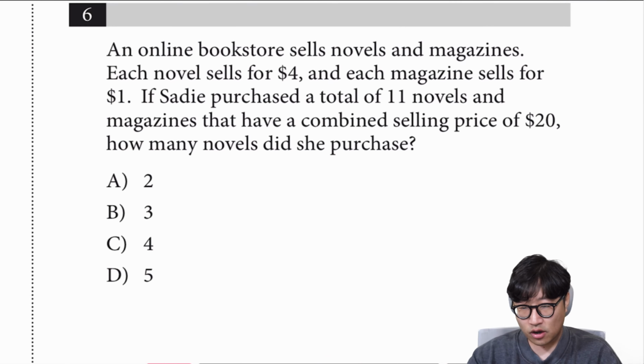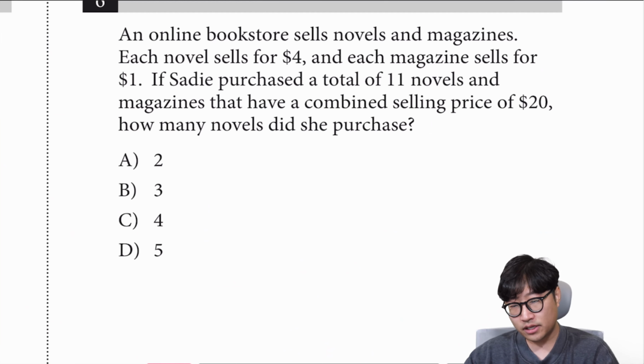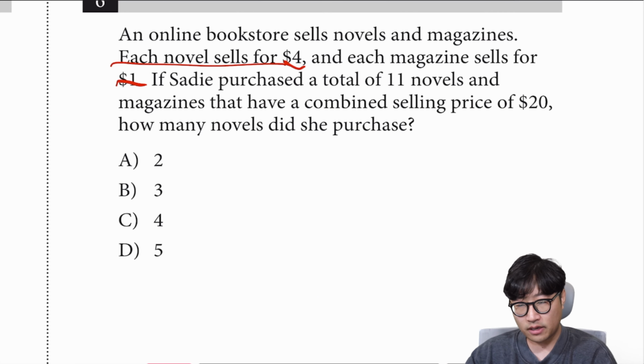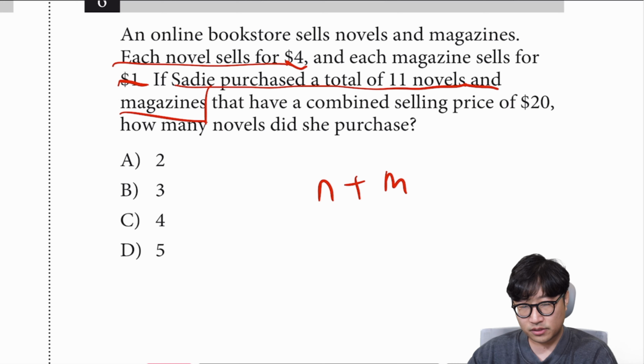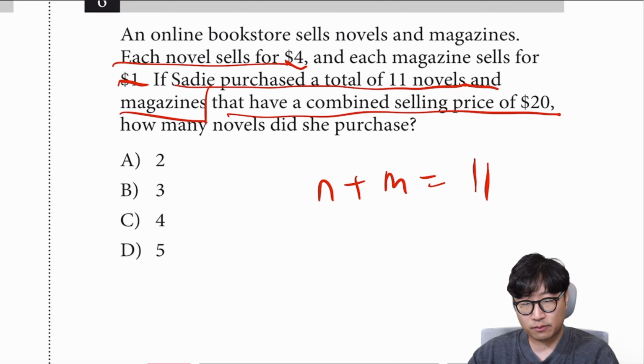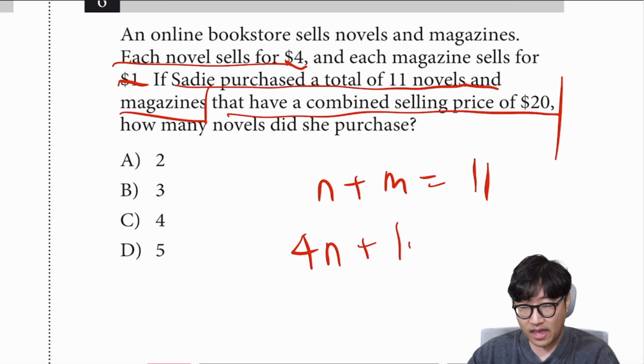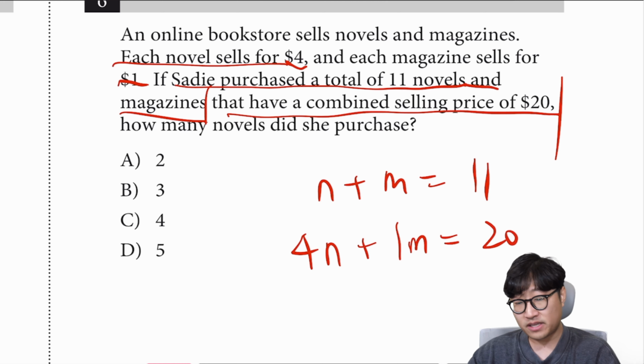All right, number 6. An online bookstore sells novels and magazines. Each novel sells for $4, magazines for $1. So Sadie purchased a total of 11 novels and magazines. So N plus M is equal to 11. They have a combined selling price of $20. So that'll be 4N plus 1M is equal to 20, because basically saying $4 for each of the novels and $1 for each of the magazines, and together should be $20 in total.